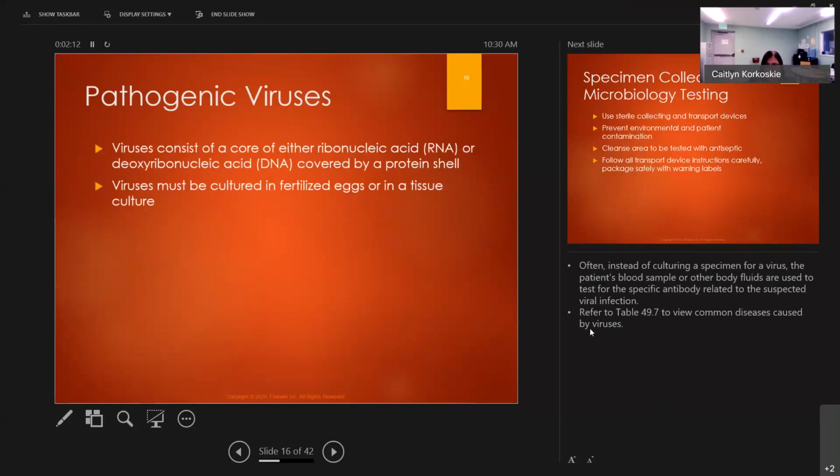Instead of culturing a specimen for a virus, sometimes we can do a blood sample or other bodily fluid that we can test for a specific antibody related to that suspected viral infection, which is usually one of the most common ways to test for viruses. They are testing to see if it responds to certain antibodies.